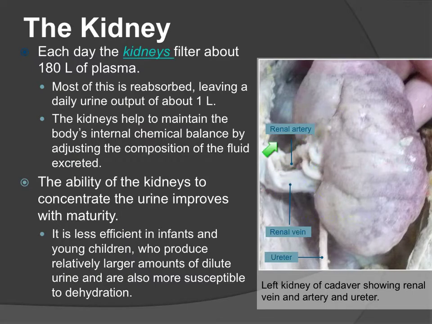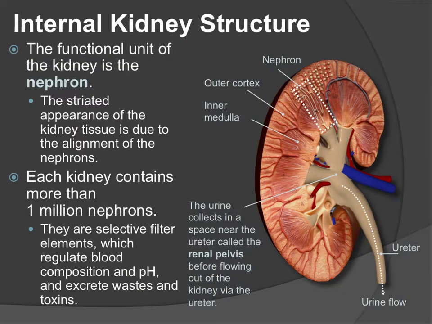So this is where the blood through the renal artery will enter the kidney, and then through the renal vein it returns out. The ureter is the tube that actually carries the urine from the kidney down to the bladder, and we'll look at that in a bit more detail soon. So this is the structure of the kidney.